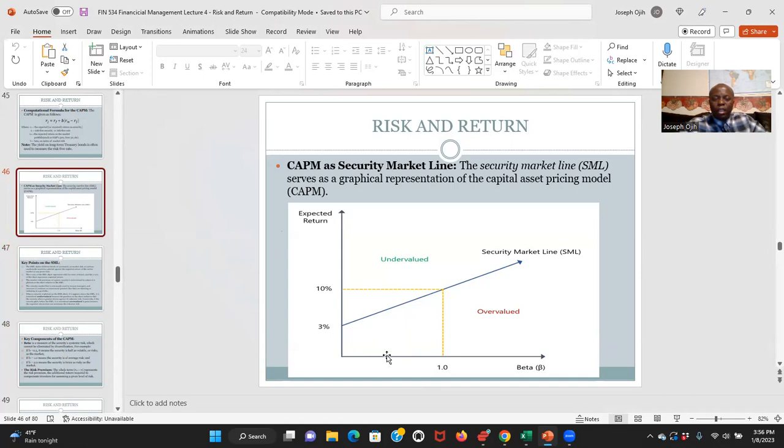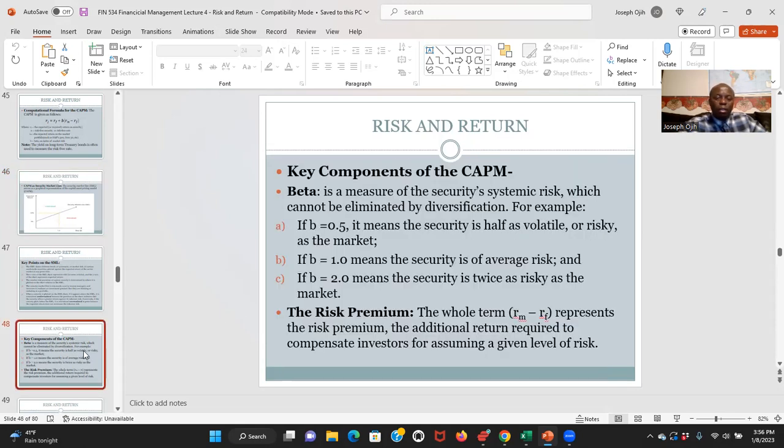In that case, it's less risky than the market. It is half as risky as the market, so the return will be lower. So that security is half as volatile or risky as the market. If the beta of that security is 1, that means it has the same risk as the market. And if the beta is 2.0, it is twice as risky as the market.